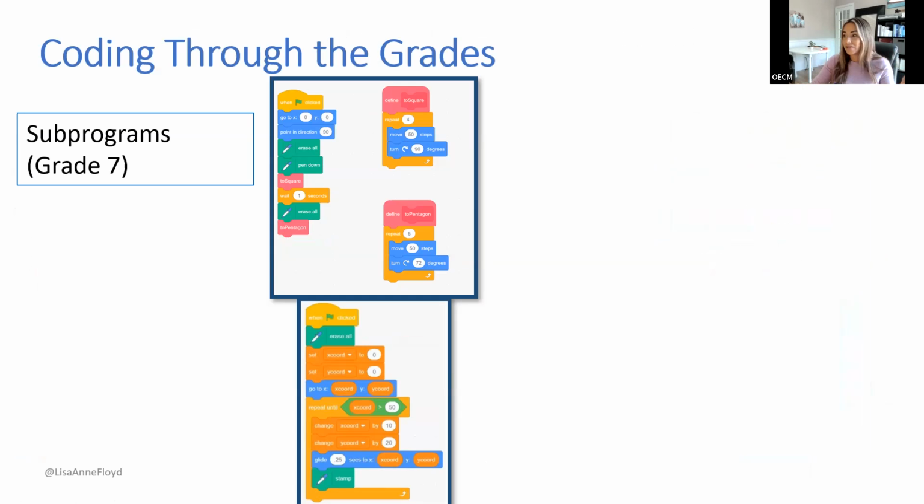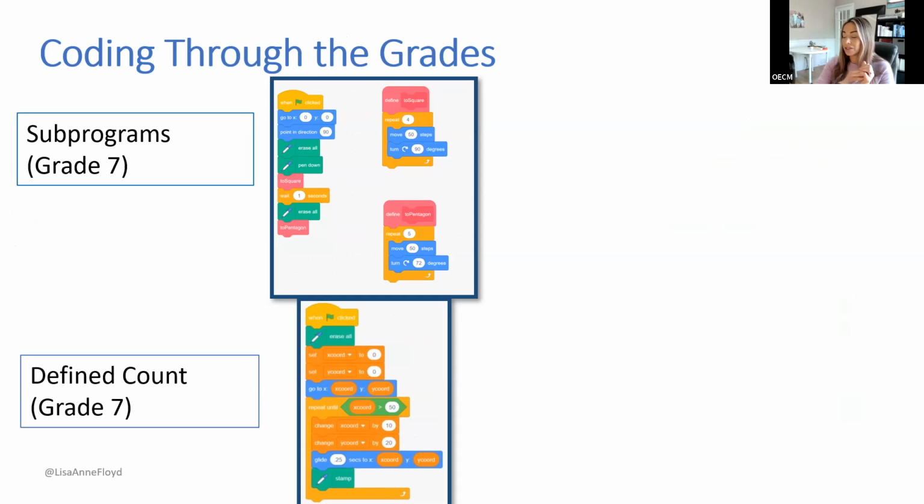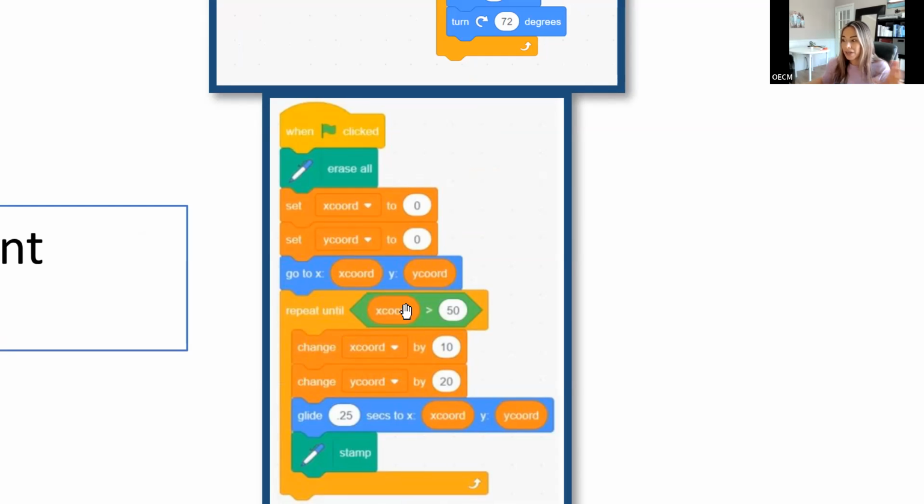So we've done grade 7 subprograms. And then in grade 7, we also do something called defined count. And you can see here in my repeat, we're repeating until the X coordinate is greater than 50.